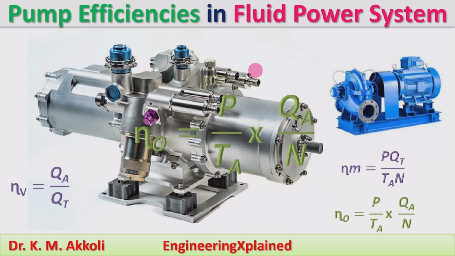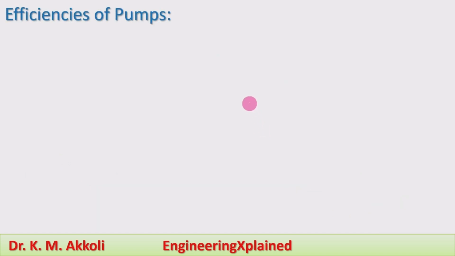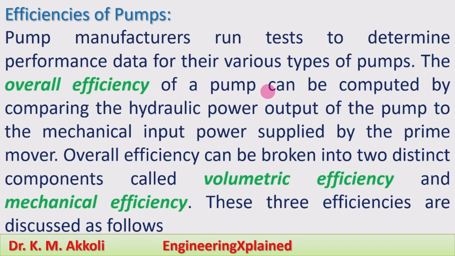Efficiency means how much input power we give and how much output power we get from that system, how much input flow rate we supply to the pump, and how much output we get from the pump. Those efficiencies we are going to discuss in this session. First, we'll take what is meant by efficiencies and what the different types of efficiencies are. These are particularly for the hydraulic pumps used in fluid power systems.